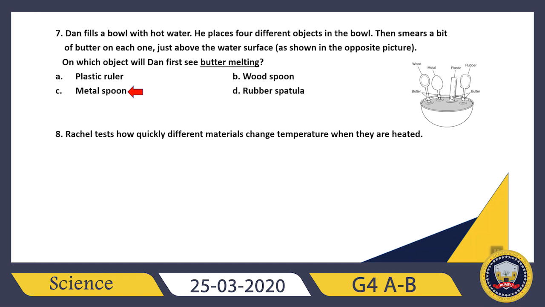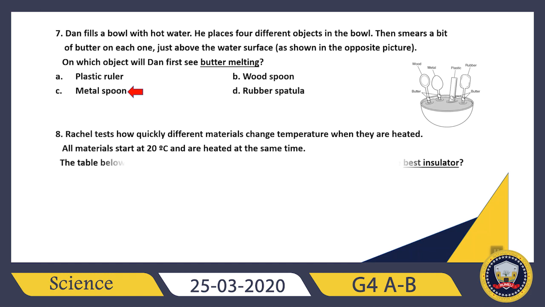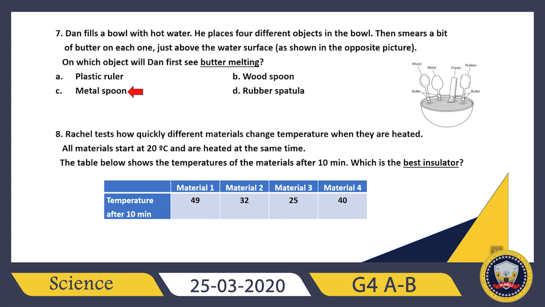Number 8. Rachel tests how quickly different materials change temperature when they are heated. All materials start at 20 degrees centigrade and are heated at the same time. The table below shows the temperature of the materials after 10 minutes. Which is the best insulator? Let's see which one is the best insulator.